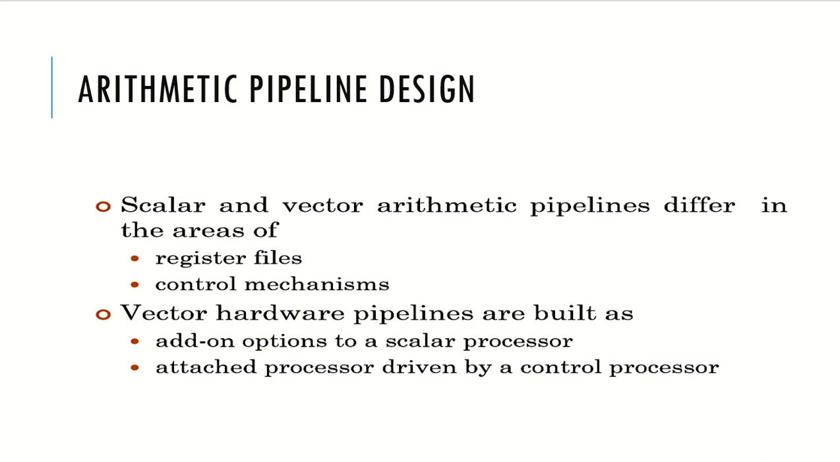As I said, the vector hardware pipelines will be built as add-on options to the scalar processor, or they can be an attached separate processor, which is driven by something called a control processor, which is actually a hardwired control. The scalar and vector operations differ in register files and also in control mechanisms. In the case of a scalar instruction, the registers will have only one value to store. In the vector pipeline, you will have multiple values stored inside a single register. About the control mechanism, a scalar arithmetic pipeline is controlled using a software loop, while a vector arithmetic pipeline can be controlled either by specific hardware called firmware, or by a hardwired control. So that is the introduction to scalar and vector arithmetic pipelines.